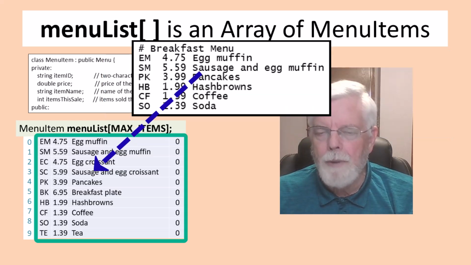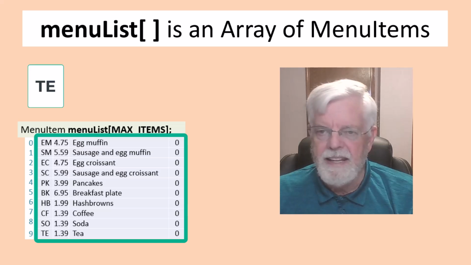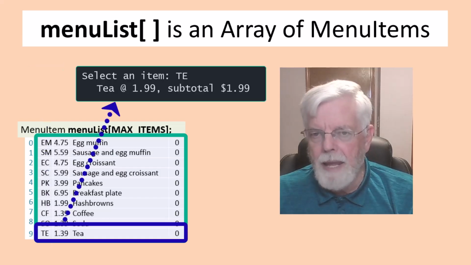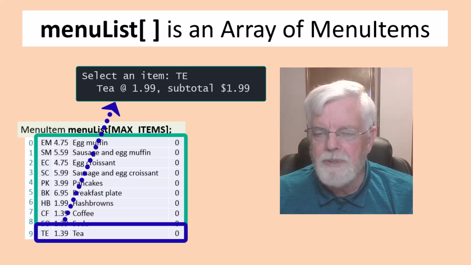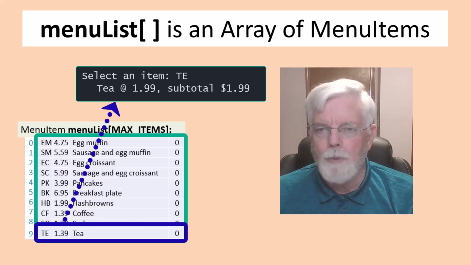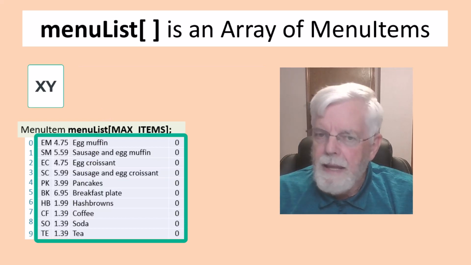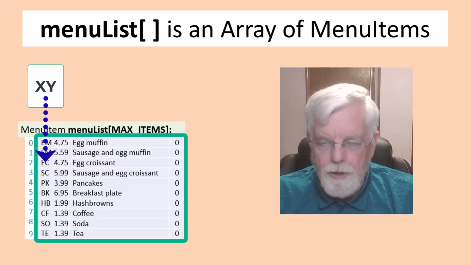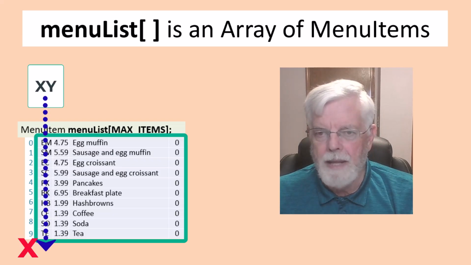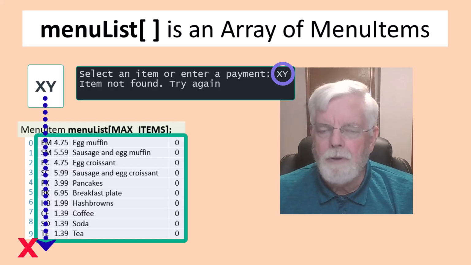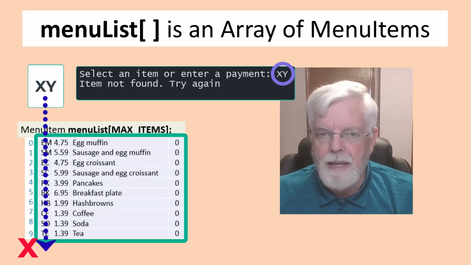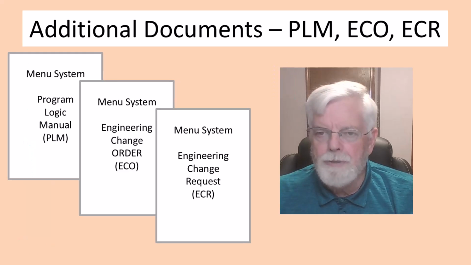MenuList can be loaded from the menu.txt file and searched when the customer enters an item ID code. If the customer enters TE to purchase a tea, the MenuList array is searched. If TE is found, then the item name and price are displayed, the items this sale counter is incremented, and the subtotal is computed. If the customer enters a code that is not in the MenuList array, then the "item not found, try again" message is displayed.